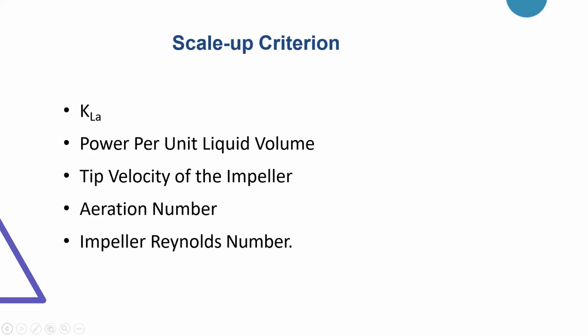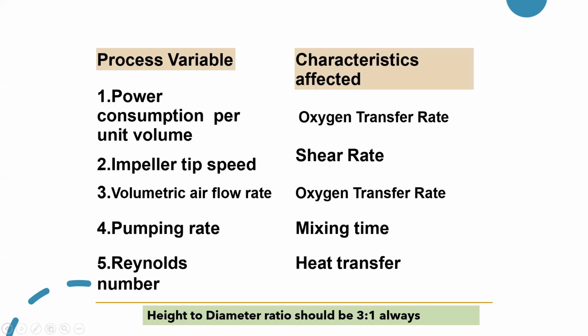So you have to ensure that the flow type or the liquid characteristics are maintained in the scale up, and Reynolds number is a parameter for that. You have to keep track of the Reynolds number while going for the scale up of the processes. This is what I was talking about in the last slide, where I showed how these process variables affect various characteristics of the fermenter. Power per unit volume, the power supply that I referred to in the last slide, affects OTR. Impeller tip speed is going to affect the mixing and shear rate.